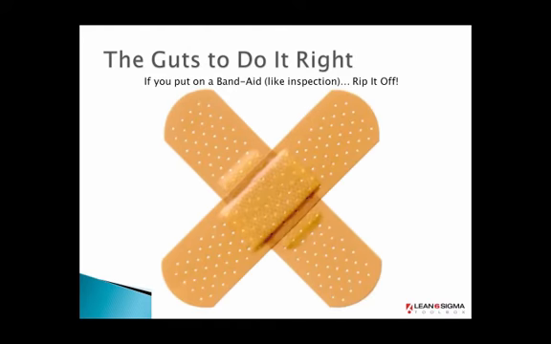Having the guts to do it right. If you've put in a Band-Aid like inspection at this point in the process, you have to rip that off. One of the biggest problems with adding inspection to a process is it never goes away. Once you've added inspection, it stays. Try to get someone to take that inspection point out, and they're like, oh, we can't do that. That's our safety net. So that's non-value added work, and if you're going to streamline your process, you have to get rid of it.